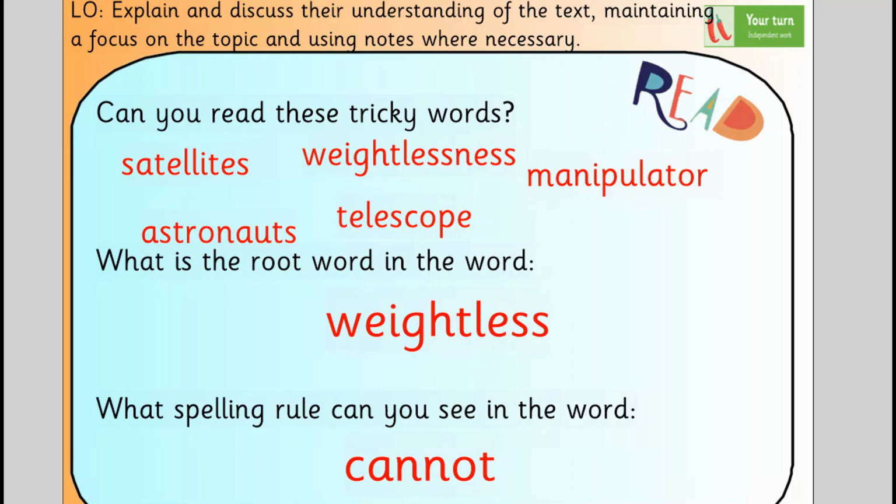So let's have a look at some tricky words. I'm going to say them and I want you to repeat after me. So we've got satellites, weightlessness, manipulator, astronauts, telescope.